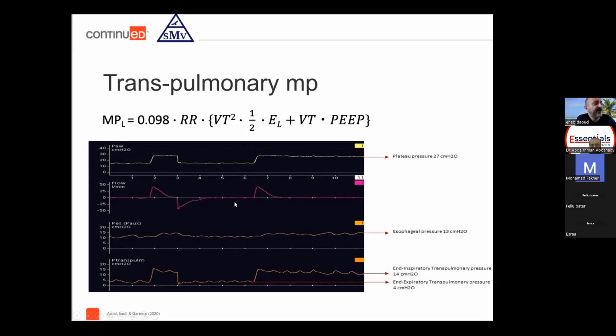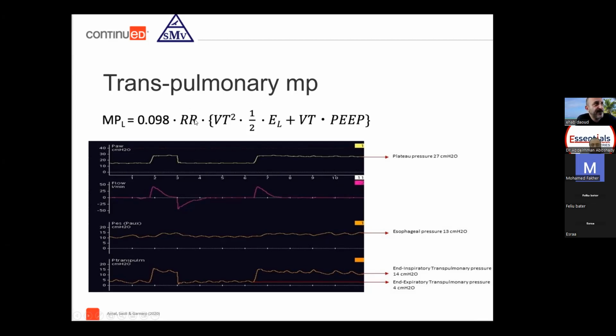And then we can differentiate between the chest wall compliance and the lung compliance. So this is a patient on pressure controlled ventilation, airway pressure up here, flow, esophageal pressure, and that is the transpulmonary pressure, which is basically the airway pressure minus esophageal pressure, and gives you that curve, the transpulmonary pressure.